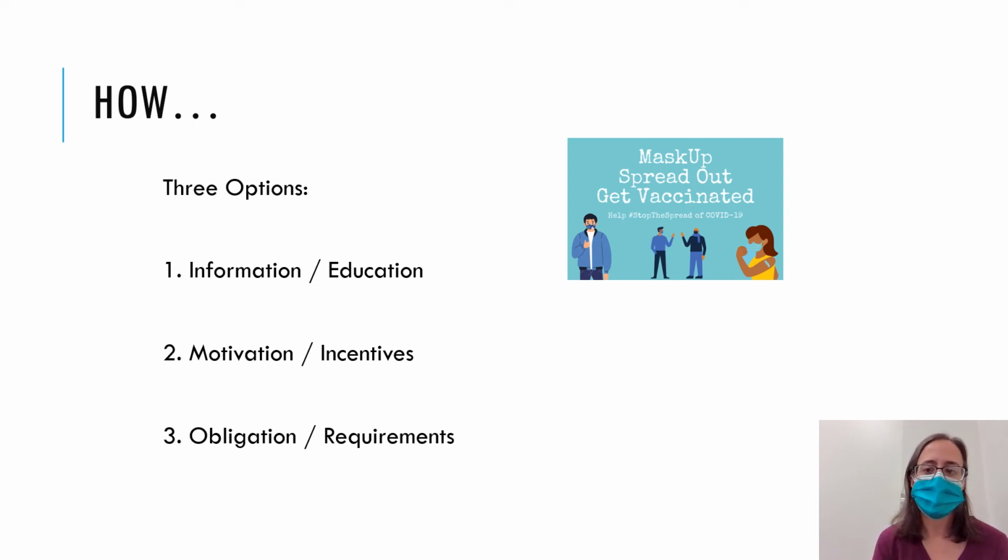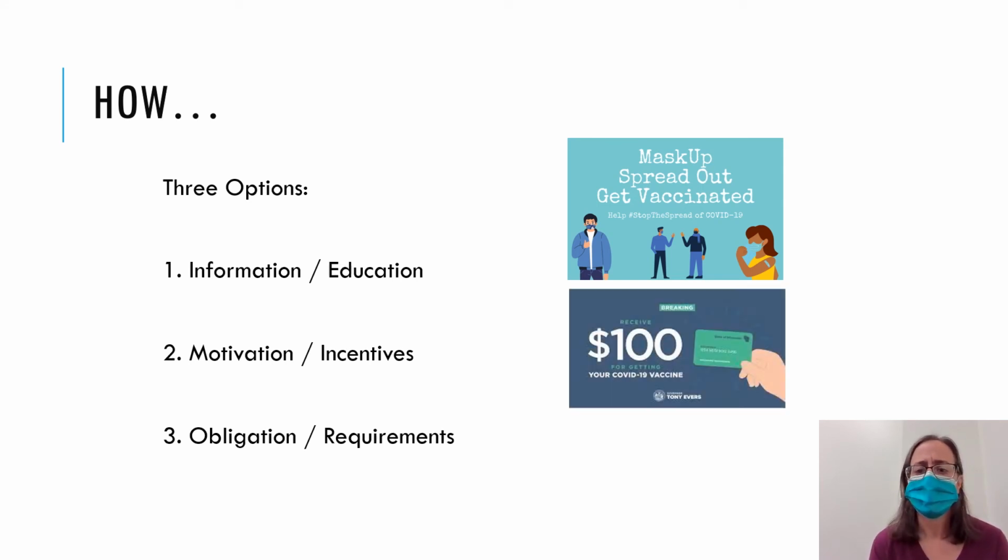These campaigns tend to be what most Americans want public health to do, right? It's just, well, just give me the information and then I'll make decisions about my own life and how I want to do it. The second thing you can do, which is a bit stronger, is give motivation or incentives, right? So for a period of time, you could get $100 in the state of Wisconsin if you got vaccinated.